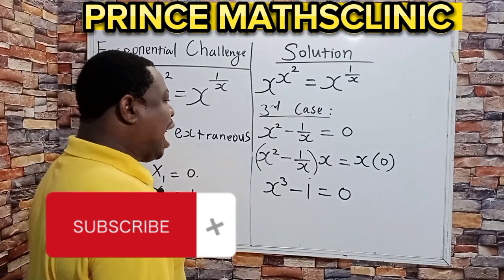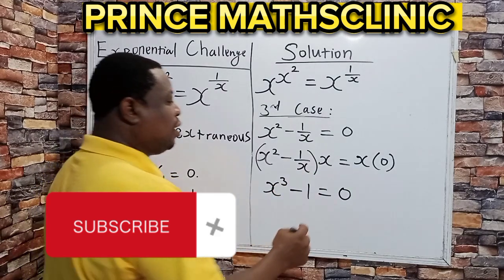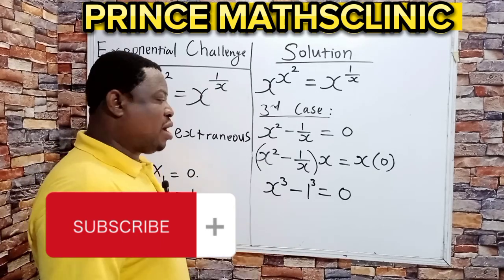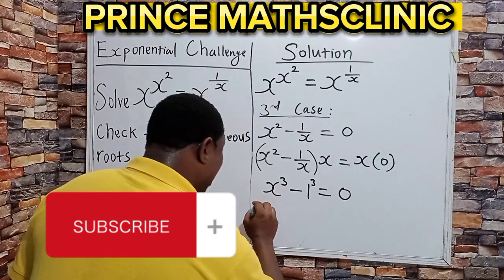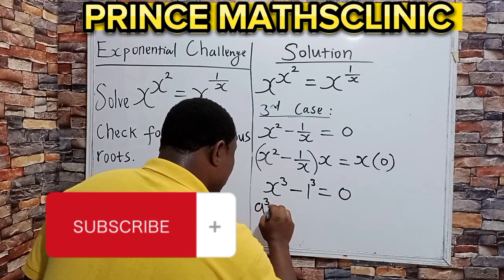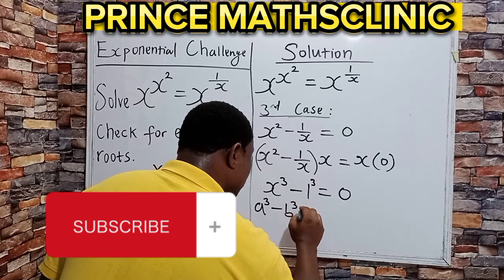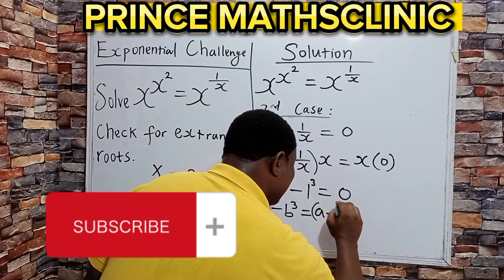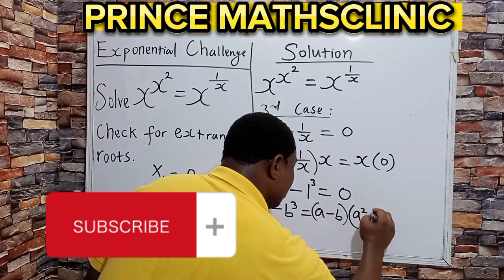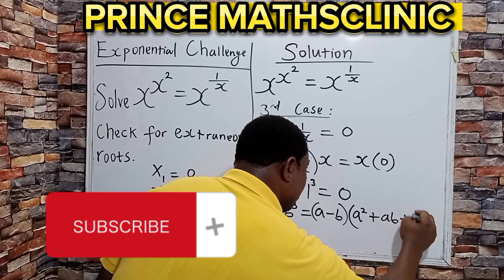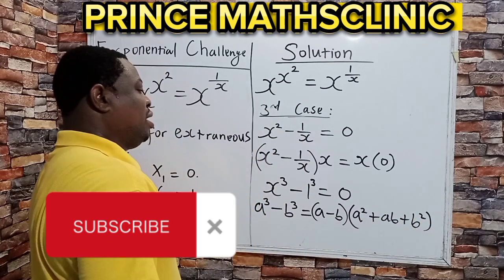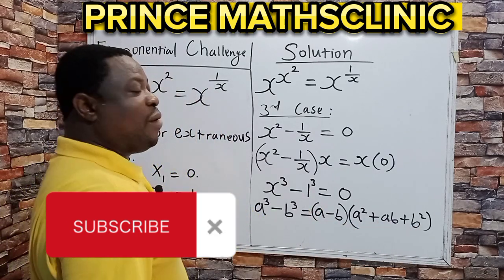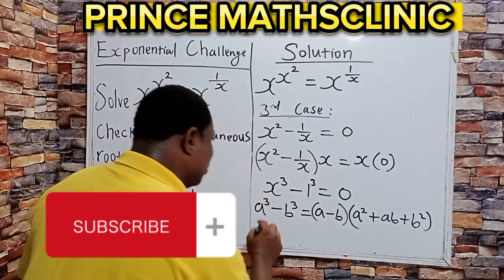And remember, I can decide to write 1 as 1 cube. They are all the same. 1 times 1 times 1 will still give me 1. Then remember the rule that says that if I have a cube minus b cube, it is equal to what? A minus b in the bracket, then a squared plus ab plus b squared. Now, using this identity to solve this, what are we going to have?